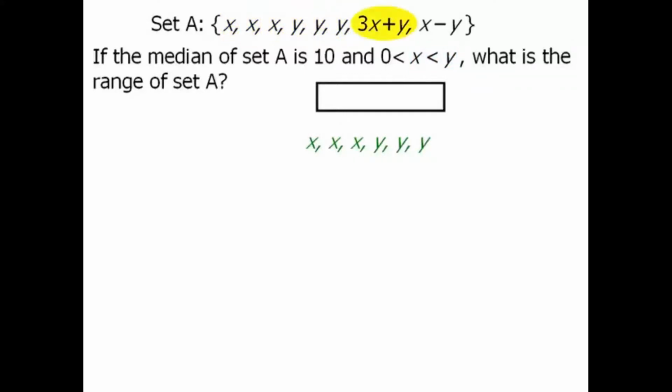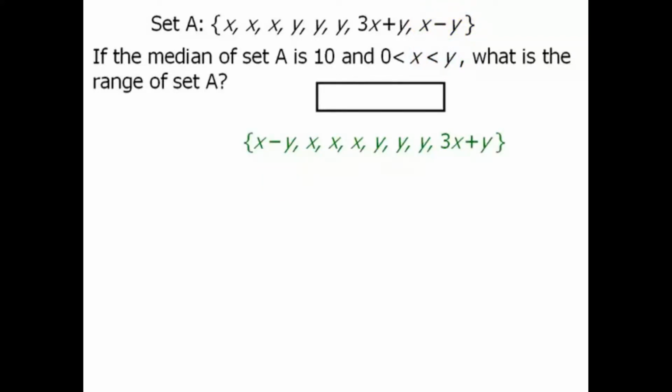Now what about 3x plus y? Where does this go? Well, if x and y are both positive, then 3x plus y must be greater than y, since we're taking y and adding 3x more to it. As such, we can place 3x plus y to the right of y. Finally, where must x minus y be placed? Well, since x is less than y, we can conclude that x minus y must be negative, which means x minus y must be less than all of the other values here, since the other values here are all positive.